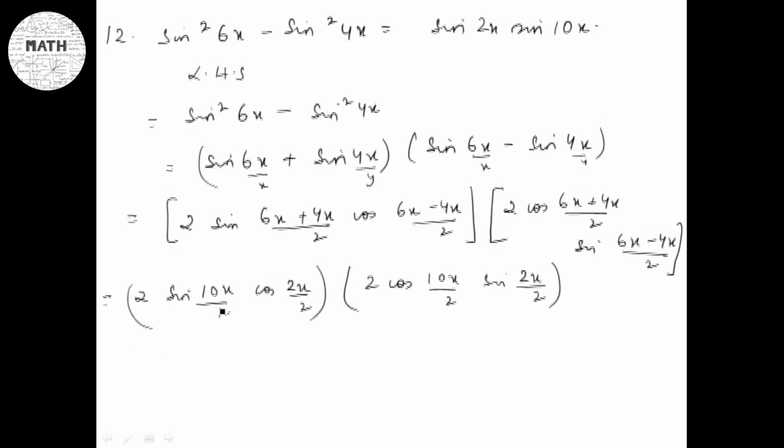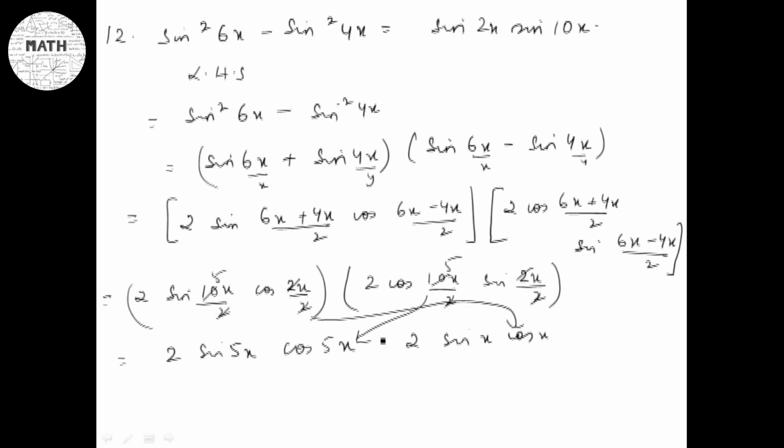So if I cancel, 2 1 is 2, 2 5 is 10, 2 2 cancel, 2 1 is 2, 2 5 is 10, and then 2 2 cancel. So I'm going to take the like terms together with a 2. So that will be 2 sine 5x cos 5x, and then into 2 sine x cos x. So this one is over here, and this one is over here.